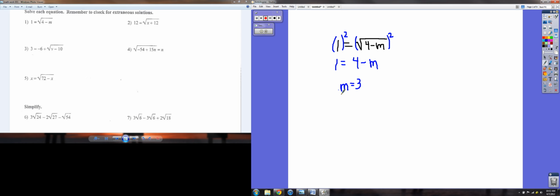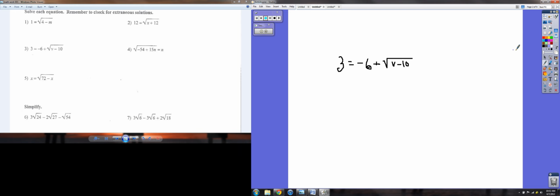Okay, so I have my answer of m is equal to 3, but what you need to do is plug it back into the original equation. So what's in black up here? I need to plug it in for this m, so I need to say 4 minus 3. That's 1 underneath the radical. What's the square root of 1? I hope you said 1, which is what we have this set equal to, so we do know that this does work.